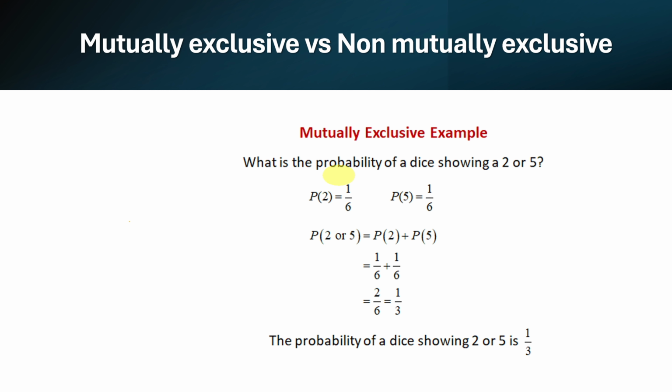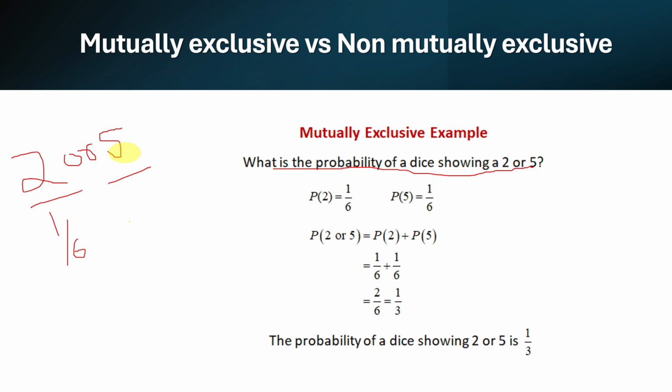Now let's discuss a mutually exclusive example. What is the probability of a dice showing 2 or 5? In one dice, we know that we have 1, 2, 3, 4, 5, 6. So what's the probability of 2 or 5? When I roll a dice, how many times can I get 2? I can get 2 only once. If I divide this by 6, the probability of 2 is 1 over 6.